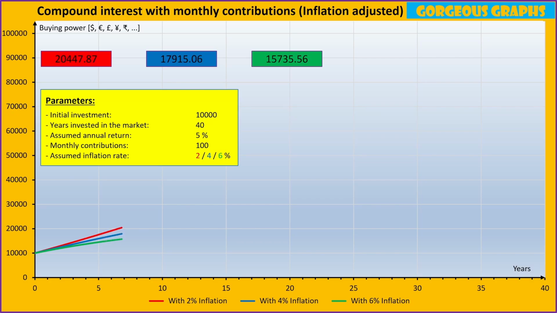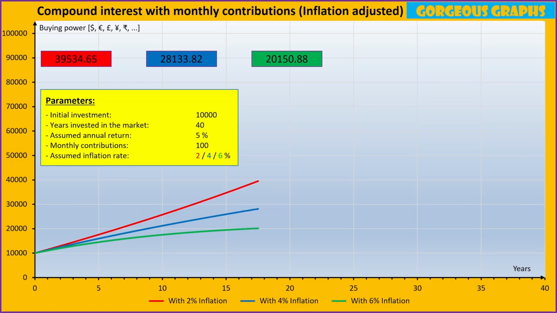The red curve represents the lowest inflation rate of 2%, the blue curve corresponds to 4%, and the green curve reflects the most challenging scenario of 6% inflation. As the animation progresses, all 3 curves slope upward, indicating portfolio growth over time. However, the differences between them become more pronounced with each passing year.